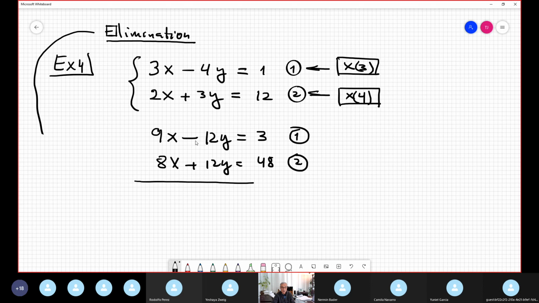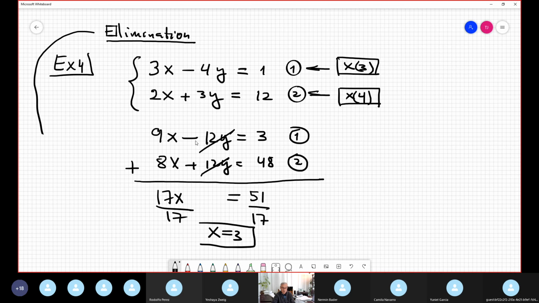Now ready for elimination. You add by column. The column of the x gives 17x. The column of the y cancels out. That's no surprise, I did it with this intention. And this is 51. Divide by 17 on both sides: x is equal to 3.